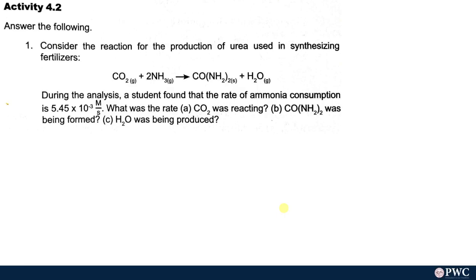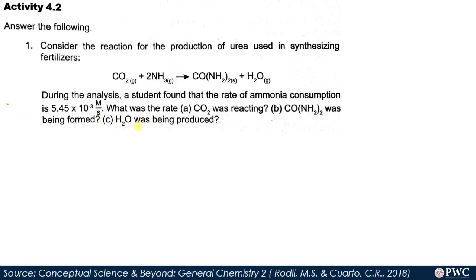Consider the reaction for the production of urea used in synthesizing fertilizers. CO2 plus 2NH3 yields CO(NH2)2 plus H2O. During the analysis, a student found that the rate of ammonia consumption is 5.45 times 10 to the power of negative 3 molar per second. What was the rate of CO2 reacting, the rate of CO(NH2)2 being formed, and the rate of H2O being produced from the reaction?